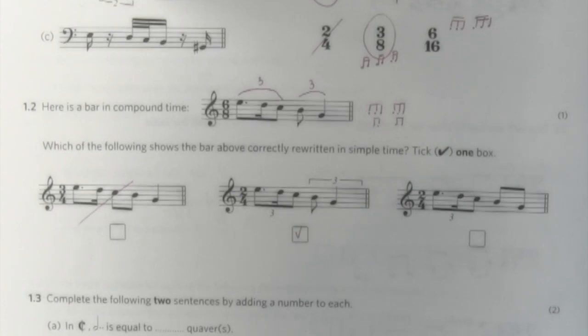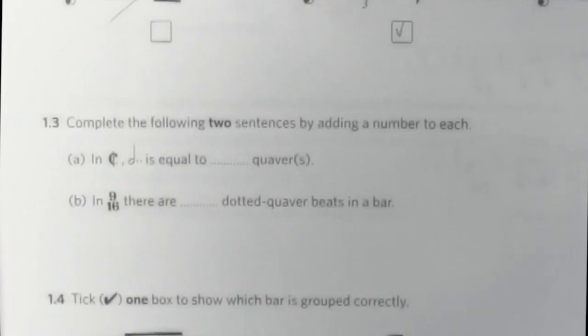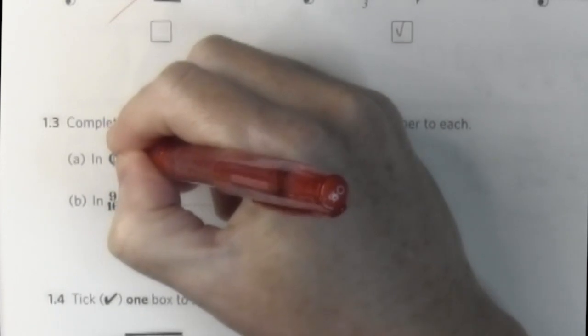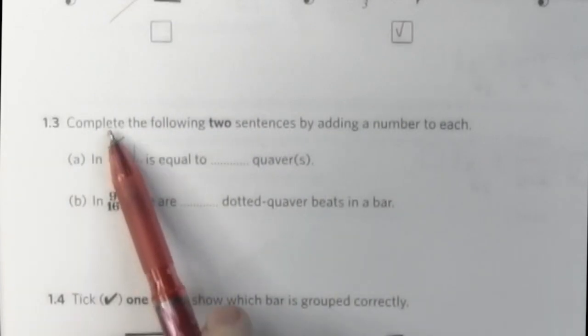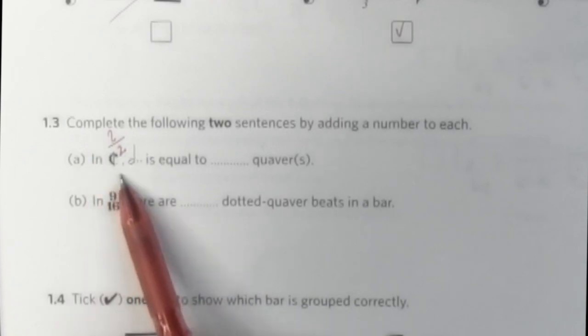Let's go on to question 3. In question 3 we need to complete the 2 sentences by adding a number. In 2 halves, this is 2 halves, so the half of a common time, half common time in fact is called, and it means instead of 4/4, so 4 crotchets, it's 2 minims.